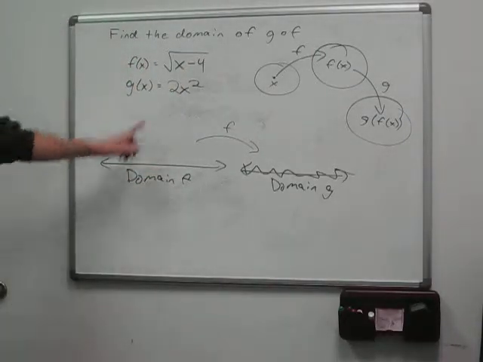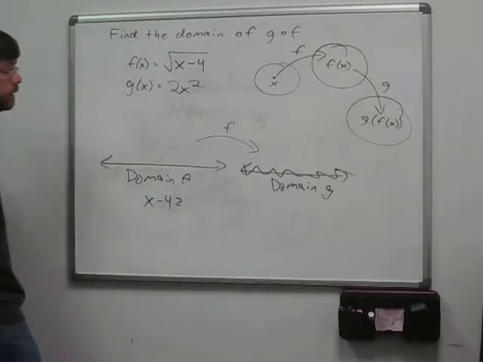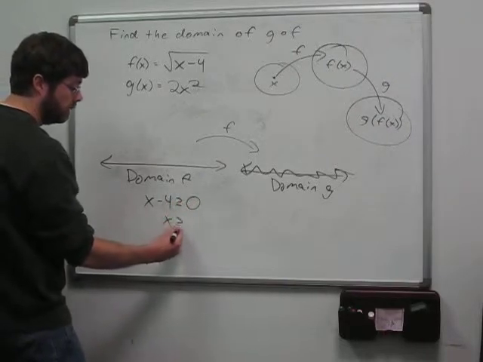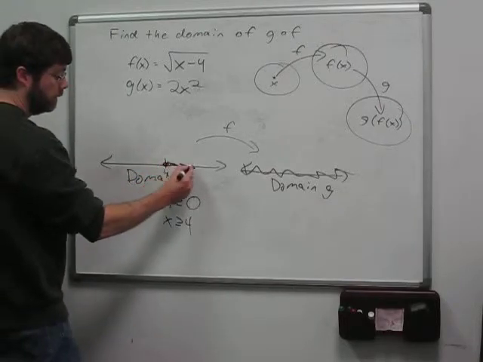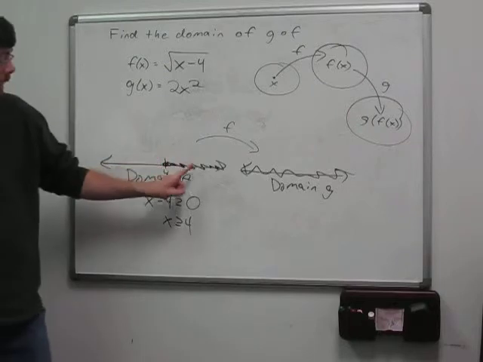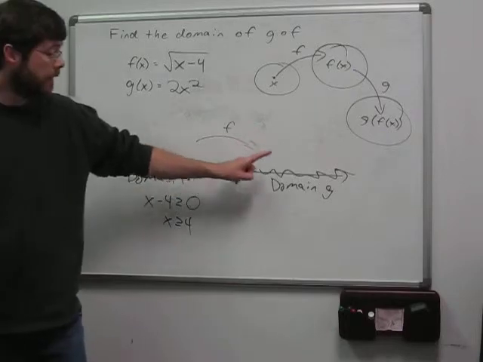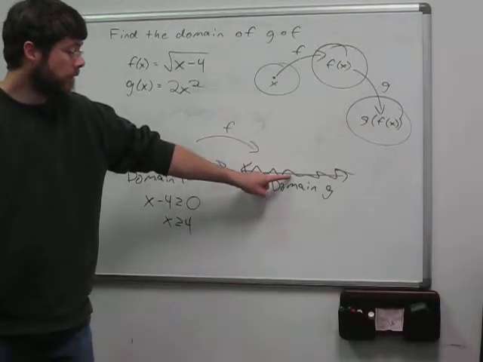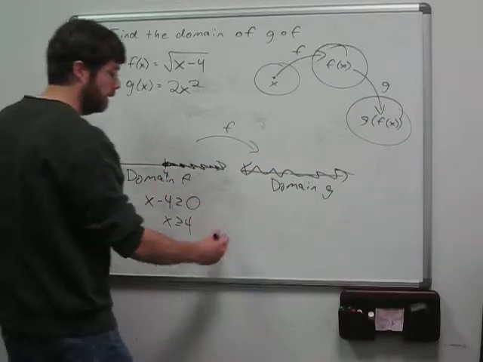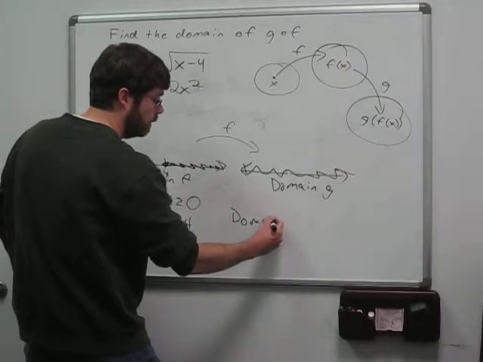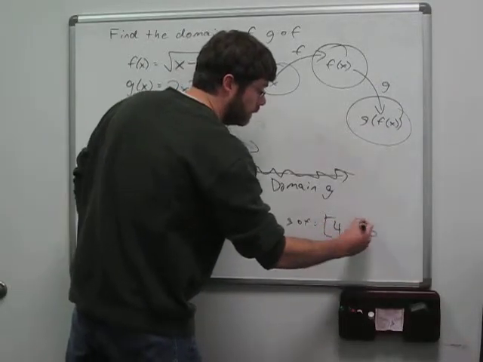What is the domain of f? Well, f is the square root of x minus 4, so I need to make sure the expression underneath the square root is non-negative, so x has to be at least 4. Any x value on this graph is certainly going to have an image under f that's in the real numbers, and I'll be able to apply g to that image. So the domain for g of f is 4 to infinity.